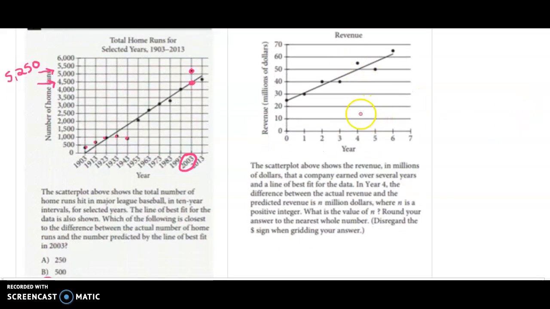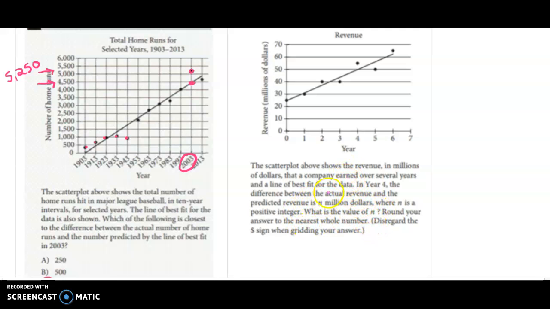All right, let's talk about this other graph. Again, it looks like we're given a scatter plot that also includes a line of best fit. It's representing revenue in millions of dollars that a company earned over several years, and on year 4, the difference between the actual revenue and the predicted revenue is N million dollars. What is the value of N?